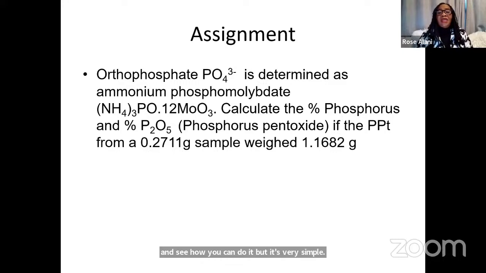Orthophosphate is determined as ammonium phosphomolybdate. This is an example. So calculate the percentage phosphorus and percentage phosphorus pentoxide if the precipitate from a 0.2711 gram sample weighed 1.1682 grams. That's the question, and we're going to solve it.